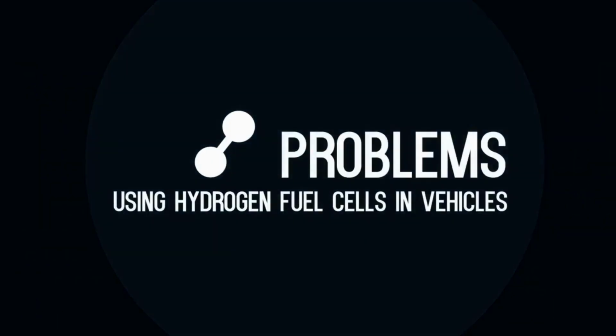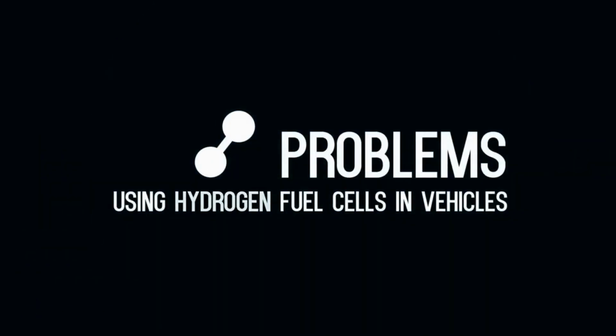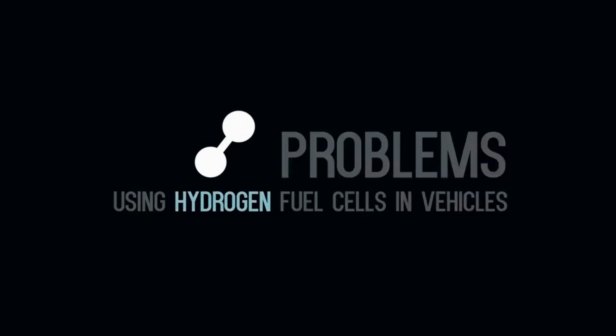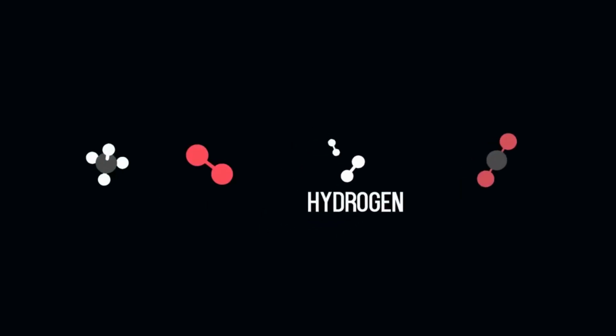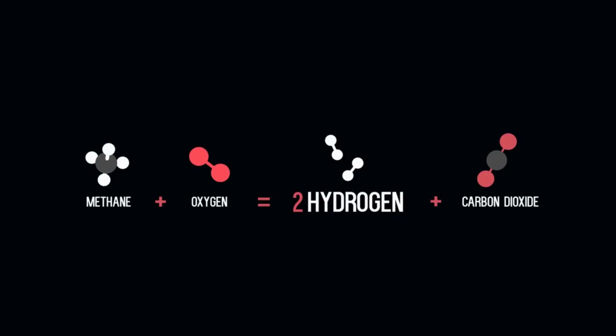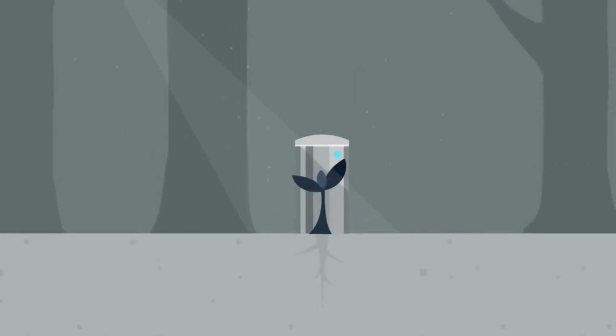There are 2 major problems to using hydrogen fuel cells in vehicles. Firstly, where do you get the hydrogen? Currently, most industrial hydrogen is derived from methane, and the carbon is rejected as carbon dioxide, thus adding to the greenhouse effect. The hope is that we can learn to mimic photosynthesis by using sunlight to split water molecules apart, giving us a clean and simple source of hydrogen.